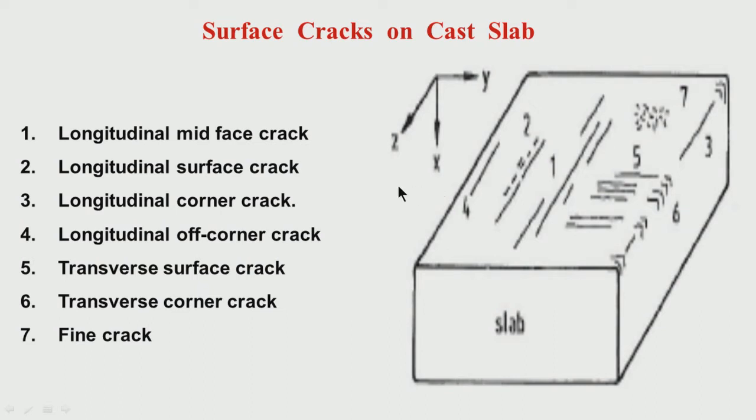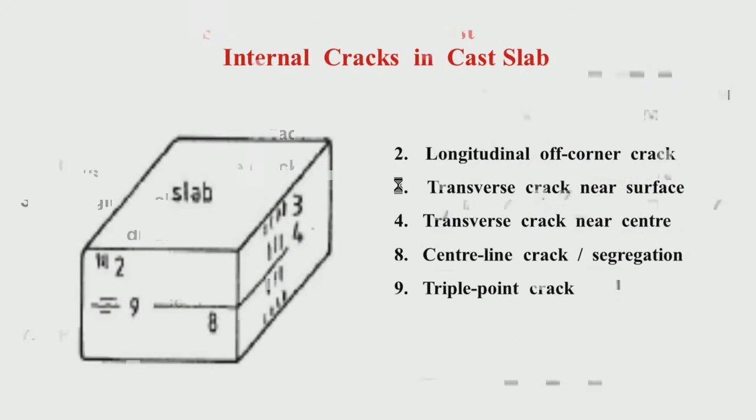So, now let us come to internal cracks in cast slab. I have talked about the surface cracks in cast slab. Now, let us come to internal cracks in cast slab. This is the width of the slab, this is the thickness, this is the length of the slab. So, we have to look at the interface, we have to look at the cross section.